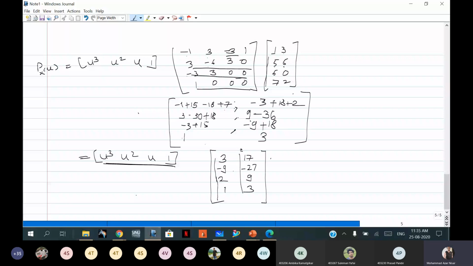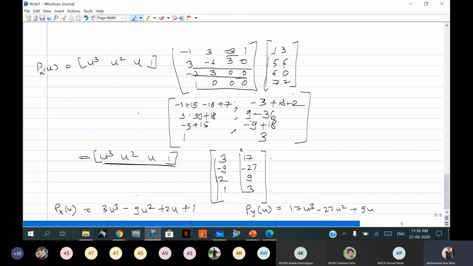We will do that. You will get 3u cube minus 9u square plus 12u plus 1. So you will get this equation for x, and for y, you will get 17u cube minus 27u square plus 9u plus 3. So these two equations you will get.